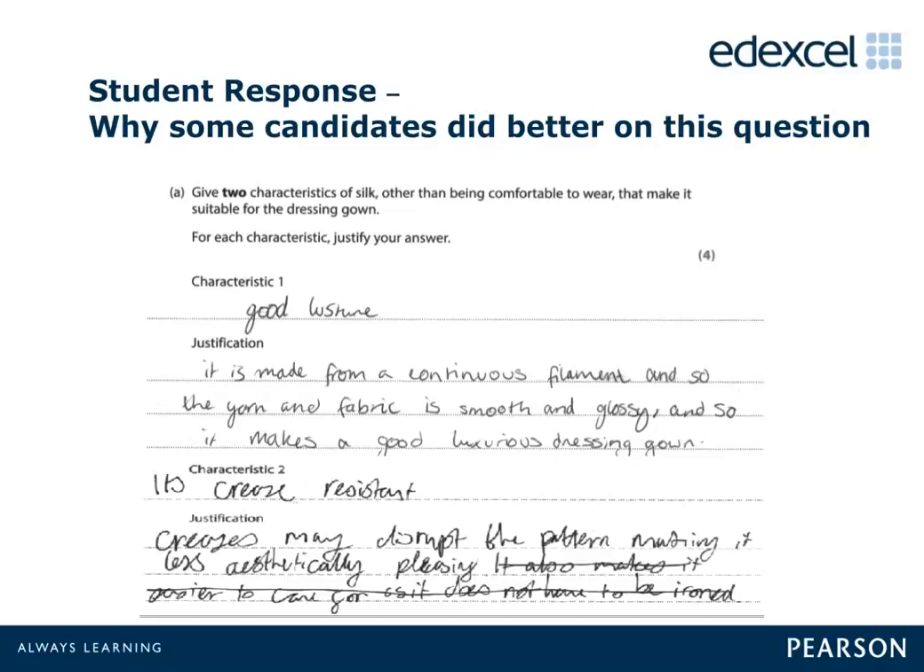This candidate performed much better as they used keywords, such as good luster, linked with the good reasoning as to why this characteristic exists, as the fibre is continuous and smooth. They also mention the crease-resistant characteristic and justify this with the point that creases may disrupt the aesthetics. Students should be encouraged to write in positive terms when asked to give benefits and suitability of fibres. This answer is an improvement on the previous 2 and gained 4 marks.